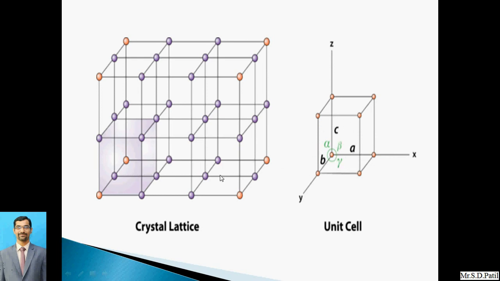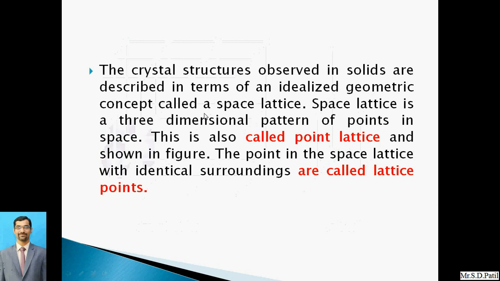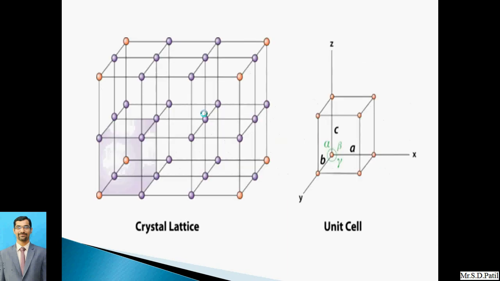Okay, so here the crystal structure is there in the space lattice. Every point has identical surroundings. Suppose this is a point, and if you look at the surrounding, it is very identical compared to this particular point. This point also has a very similar kind of surrounding. So these are called lattice points. The points in the space lattice with identical surroundings are called lattice points. So here this is the unit cell.